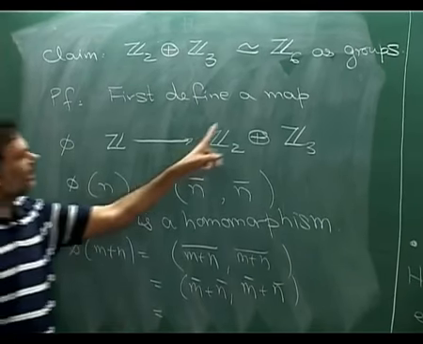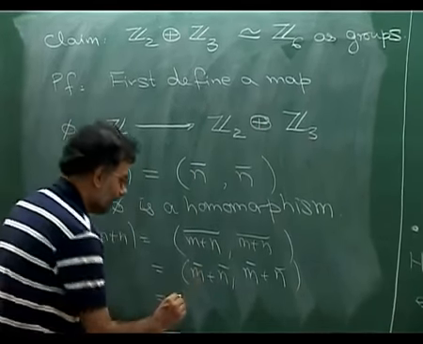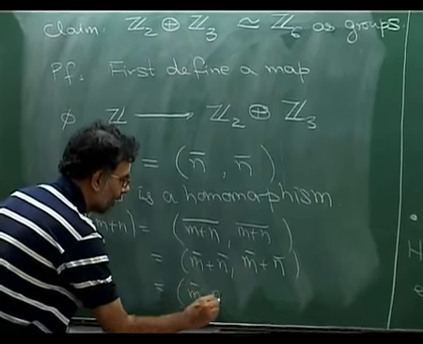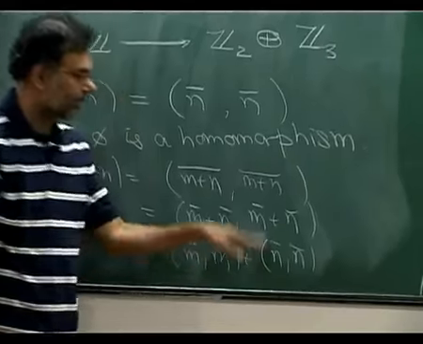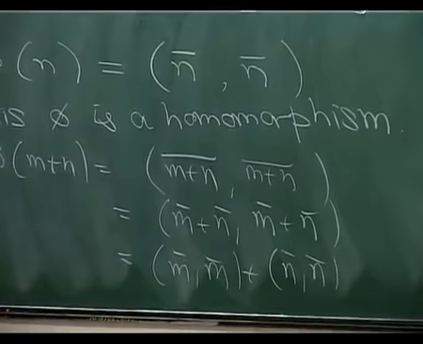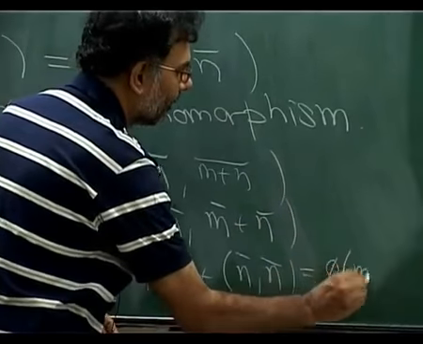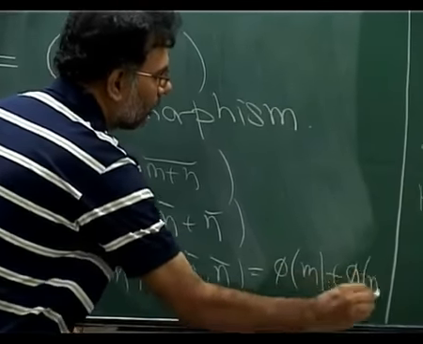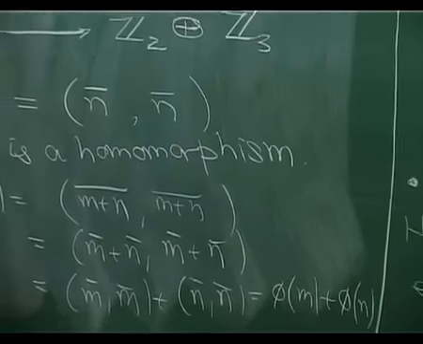And how do you define addition in a direct sum? I said you define it component wise, right? So this is the same as m bar plus n bar. Component wise, this and this, they are the same. But this one is phi m, that is phi n. By definition again, phi m plus phi n. So I have defined a homomorphism from Z6 into Z2 direct sum Z3.